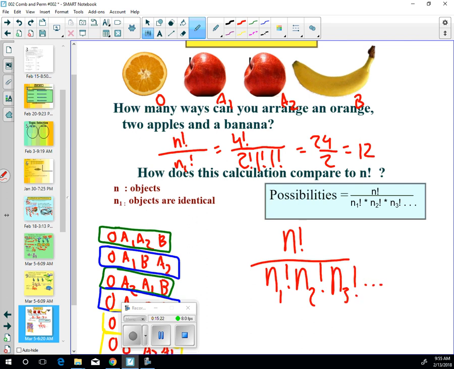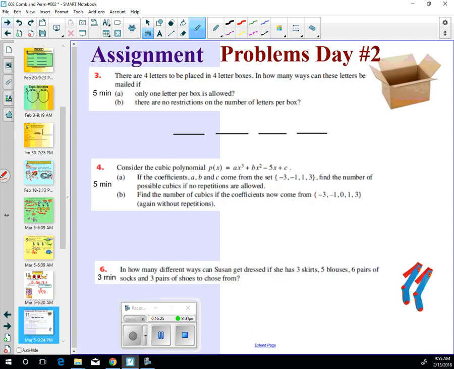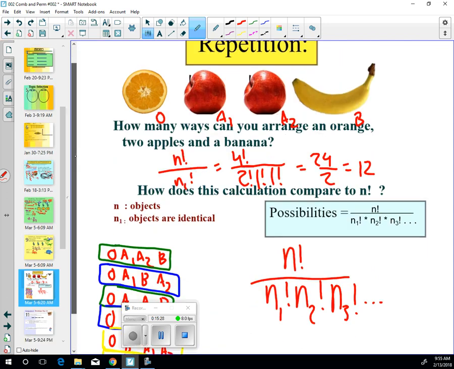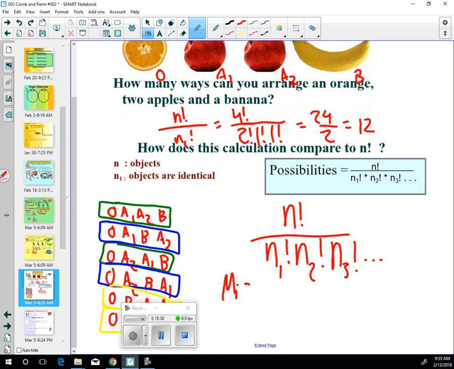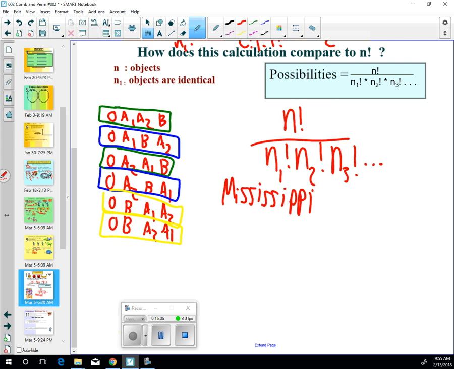And this is actually kind of helpful. Let me give you an example. Mississippi. How many ways to arrange these letters? Okay, so I have 1, 2, 3, 4, 5, 6, 7, 8, 9, 10, 11 factorial. Are there any repeating M's? No. I's? 4 factorial. Repeating S's? 4 factorial. Repeating P's? 2 factorial.